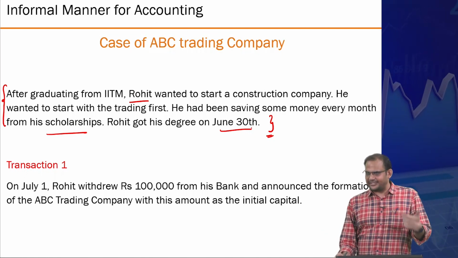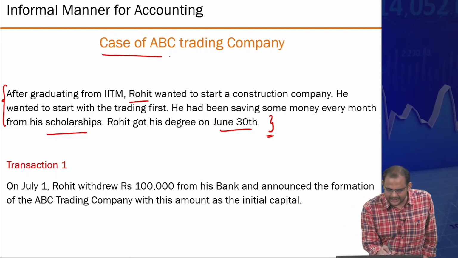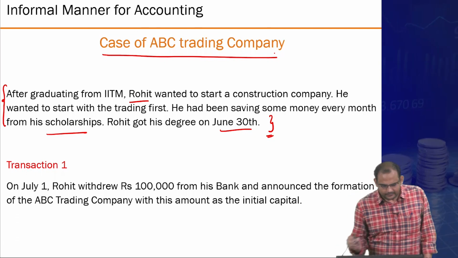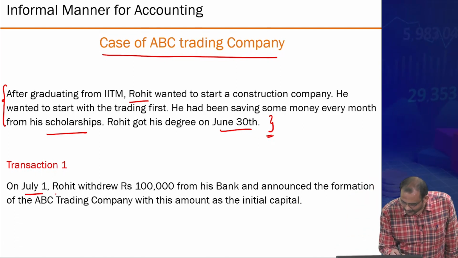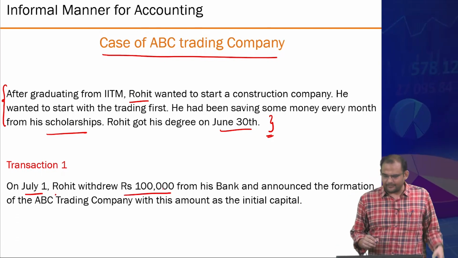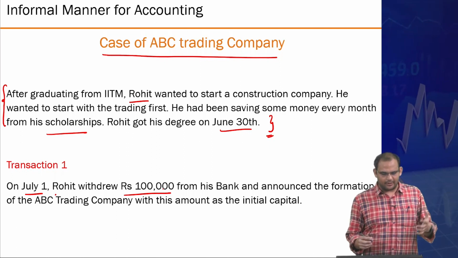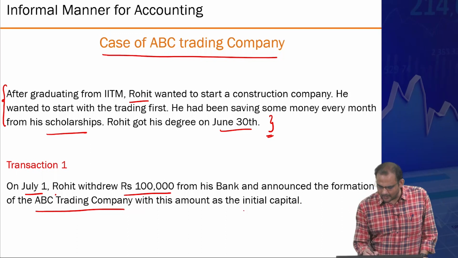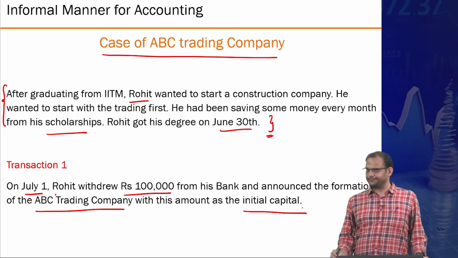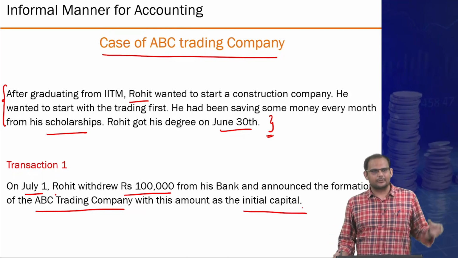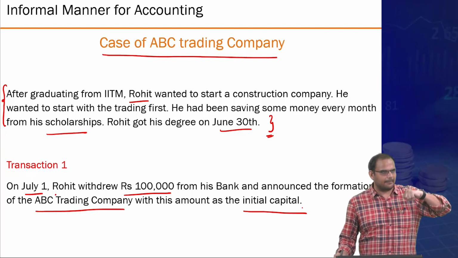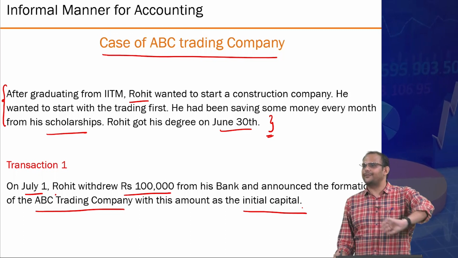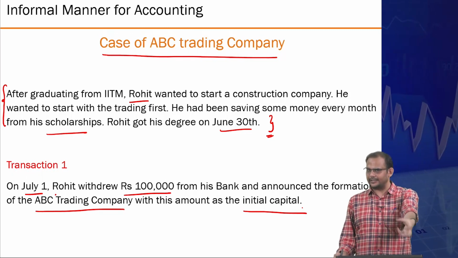So the first transaction: Rohit is founding a company called ABC Trading Company. On July 1, Rohit withdrew 1 lakh rupees from his bank and announced the formation of the ABC Trading Company with this amount as the initial capital. So what Rohit did was take 1 lakh rupees from his personal bank, make a company called ABC, and transfer that money to ABC company.